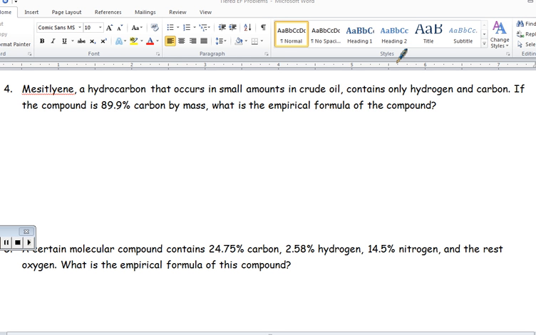Now, if it's in percent, can I convert it to moles? Not in percent. What can I assume if it's in percent? That percent thing, I can just assume that it's out of 100 grams, so this is the same thing as 89.9 grams. Then I can also assume the same thing about hydrogen, where there are 10.1 grams. What's my next step?